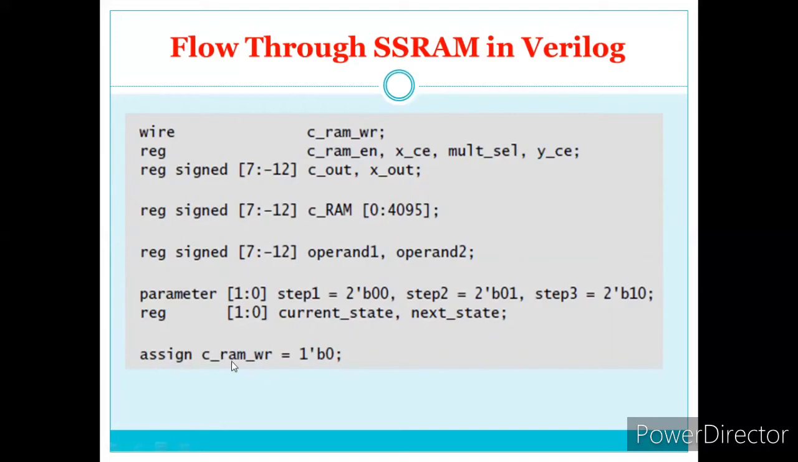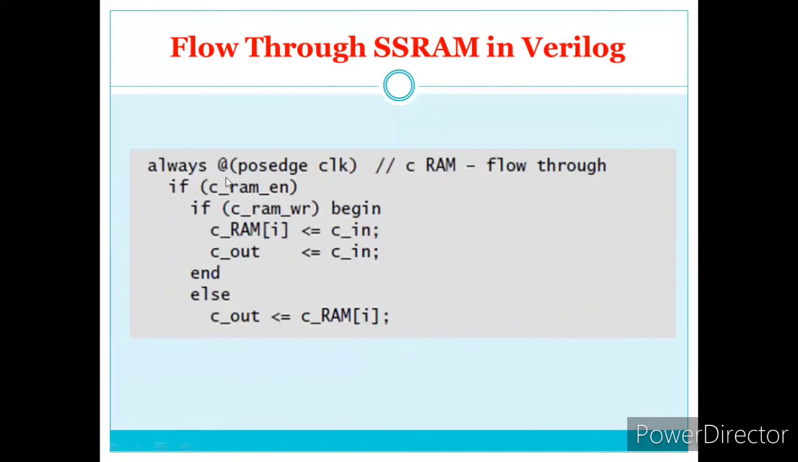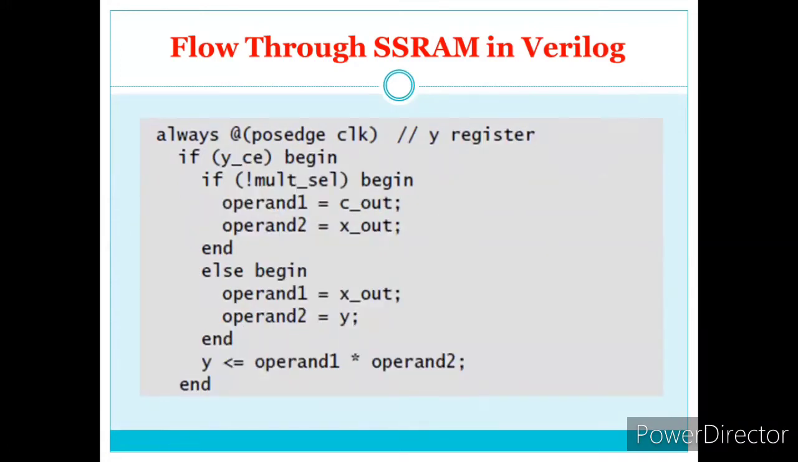Then in the initial operation, write enable is 0. The same flow-through program that we have written, we have just taken here. At the positive edge of the clock, if write enable is 1, whatever input we want to give is stored in the RAM, and the same thing is passed to Cout because it is flow-through. Else it should perform a read, so whatever is in the RAM should go to the output. So this is the flow-through program that we have.